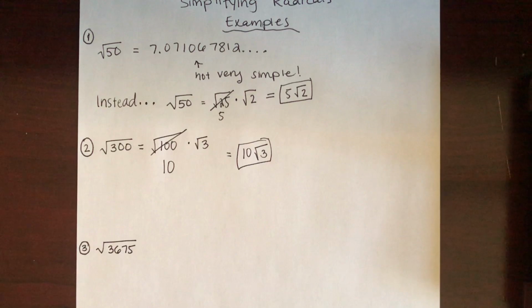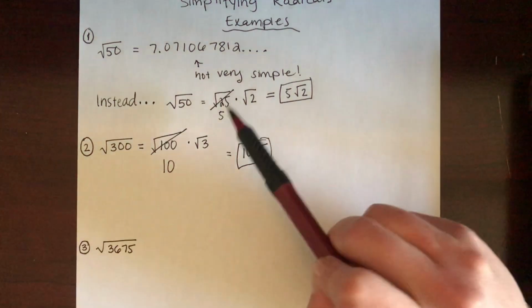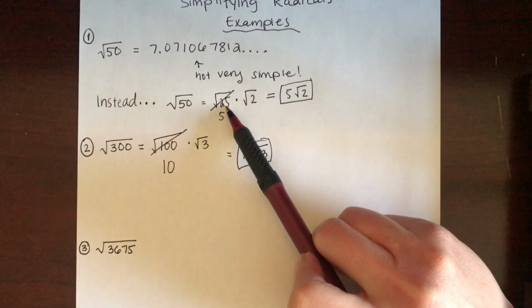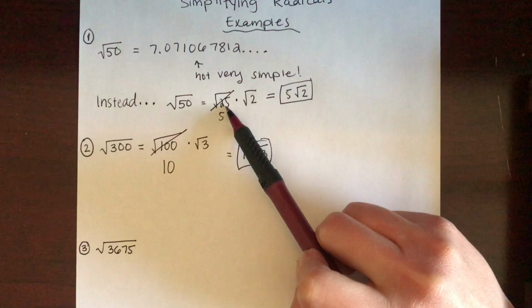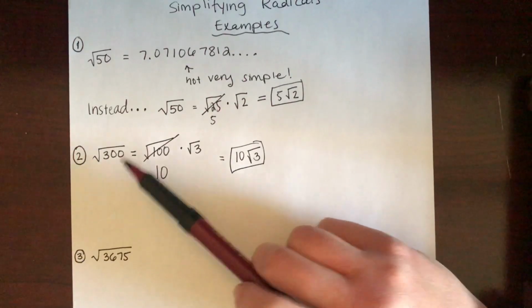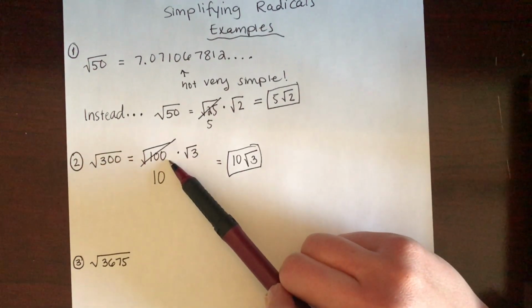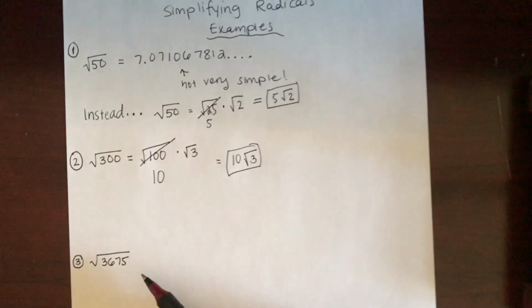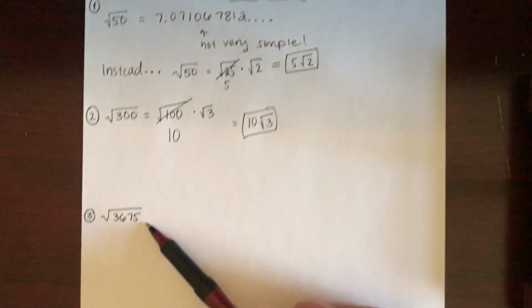All right, so this worked out nicely for us. We were able to find some perfect squares that work. Notice 25 was the biggest perfect square that I could use, and really the only perfect square that I could use. 100 was the biggest perfect square I could use. So let's say, is there another way that we can figure this one out?